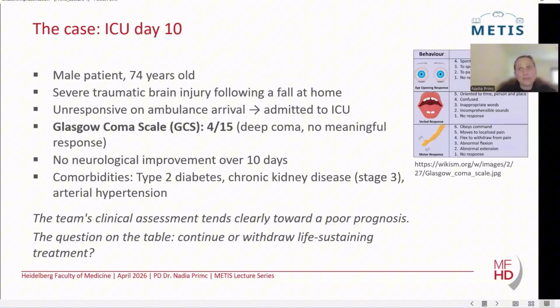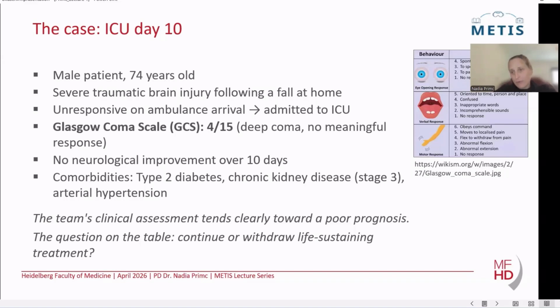The patient has a history of type 2 diabetes, chronic kidney disease, and high blood pressure. And the overall assessment of the medical team is rather clear. They believe the prognosis to be very poor. So they believe that it is very unlikely that this patient will recover in any meaningful way. So that it is very unlikely that he will again regain the ability to interact with and respond to the world around him.